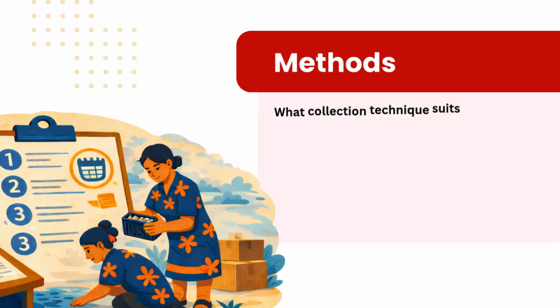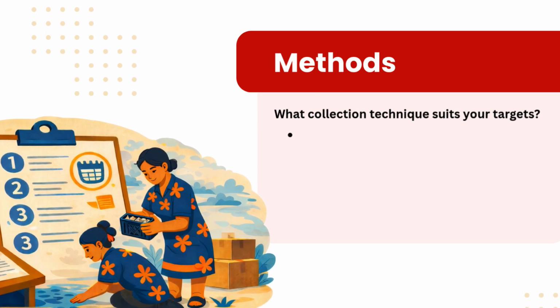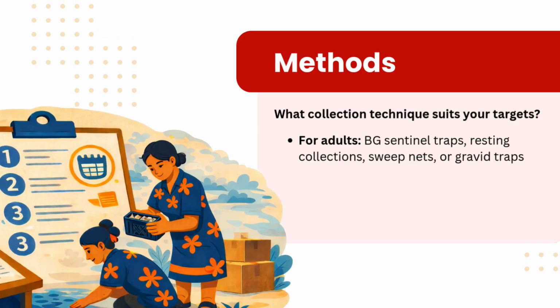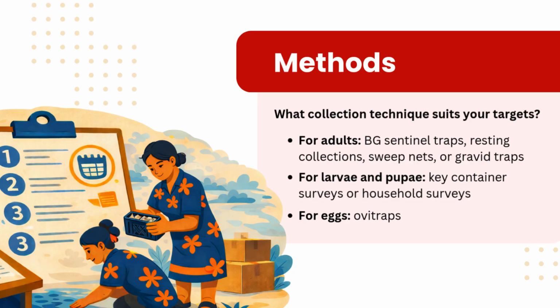Methods. You then need to choose the collection techniques best for your targets. For adults, consider BG sentinel traps, resting collections, sweep nets, or gravid traps. For larvae and pupae, use key container surveys or household surveys. Eggs can be collected with ovitraps. To assess insecticide resistance, if possible, use adult mosquitoes reared from collected eggs or larvae.